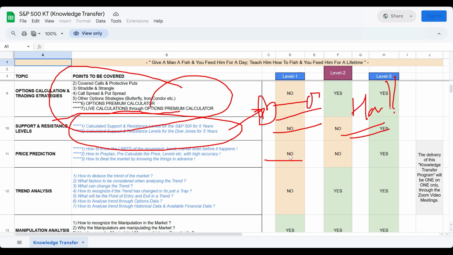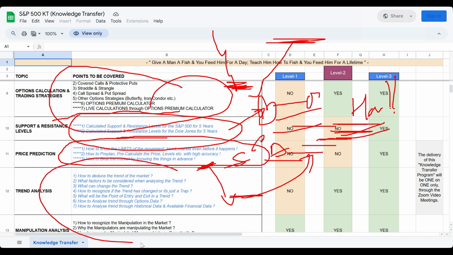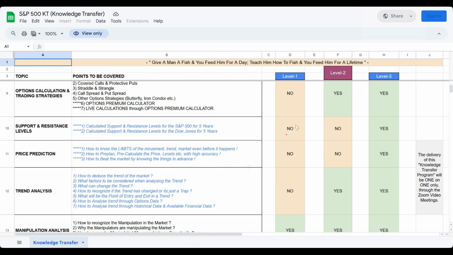And you know that my support and resistance levels are respected by the S&P 500 and the Dow Jones. Then price prediction, how to predict the price even before. For example, if it is moving up, then to what level it can move up. If it is coming down, then to what level it can come down. Okay, price prediction. Then the trend analysis. I will teach you how to analyze that trend. This also includes the options, how to analyze that trend through the options.